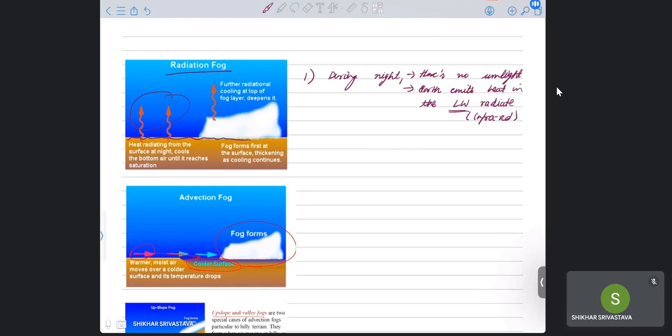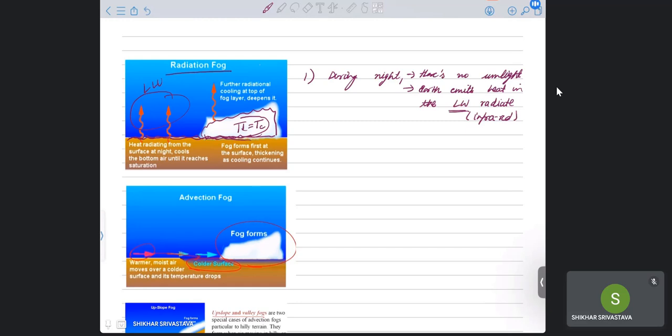Okay, so this is basically your long wave radiation. The air which is near the surface cools down to its dew point temperature, or its condensation temperature. Once it cools down sufficiently, it reaches TD and becomes saturated, and then clouds start forming. This kind of fog which is formed near the surface is called radiation fog. Greater the long wave radiation, greater will be the radiation fog.